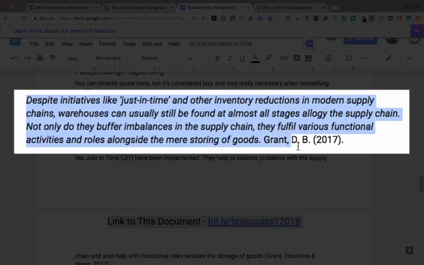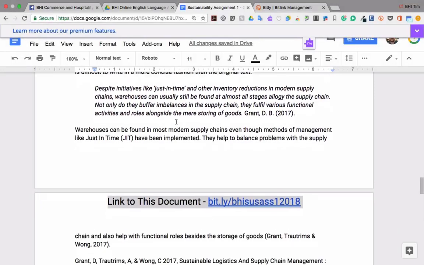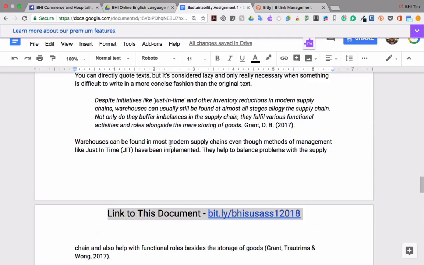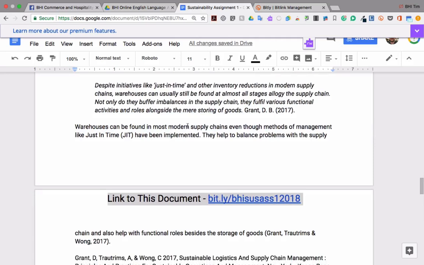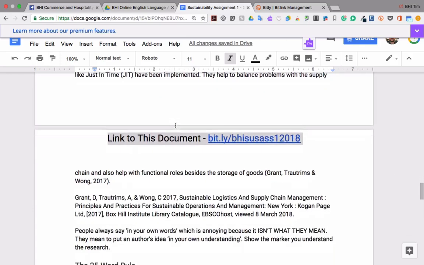This here in italics is a direct quote from the grant reference material that you were given. And then the next section is me actually paraphrasing it. You can see the difference between the two. Mine is a little bit shorter. That won't always be the case, but what it does is show you that I understand what this paragraph here is trying to say. And that's what the important part of paraphrasing is.